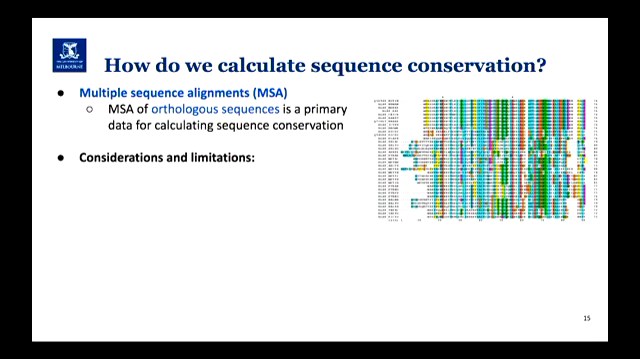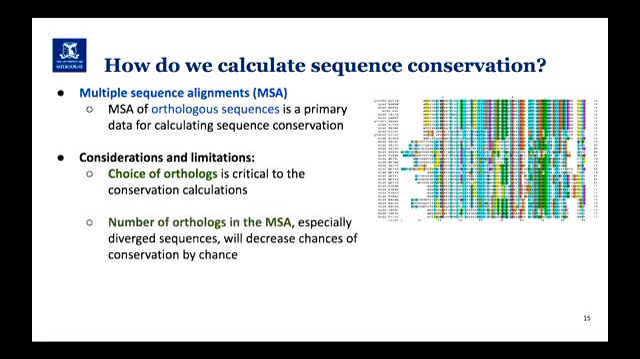But there are considerations and limitations to using this information, for instance, to predict pathogenicity. One is, how do we choose orthologs? Of course, we need to use a criterion, and our conservation calculation will be relative to that criterion. And also the number of orthologs.